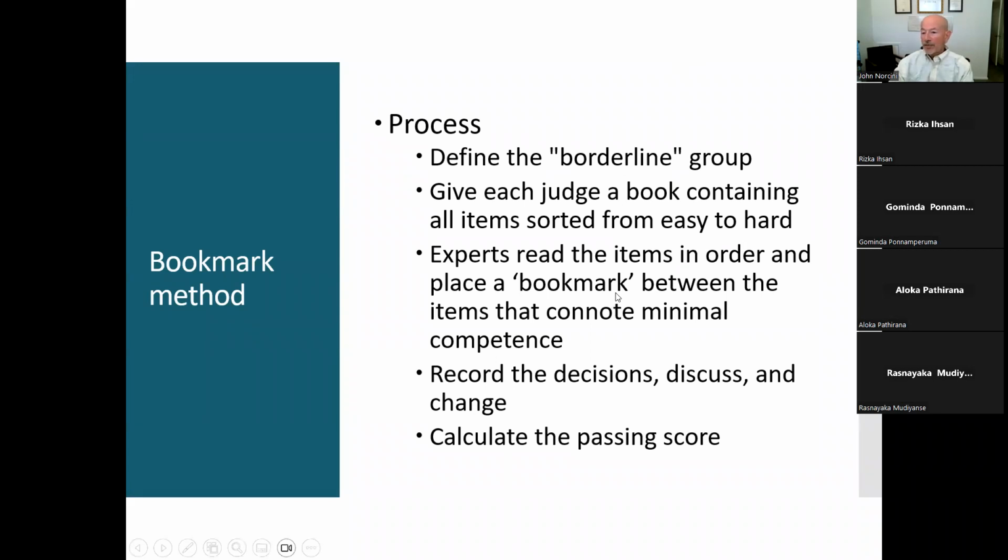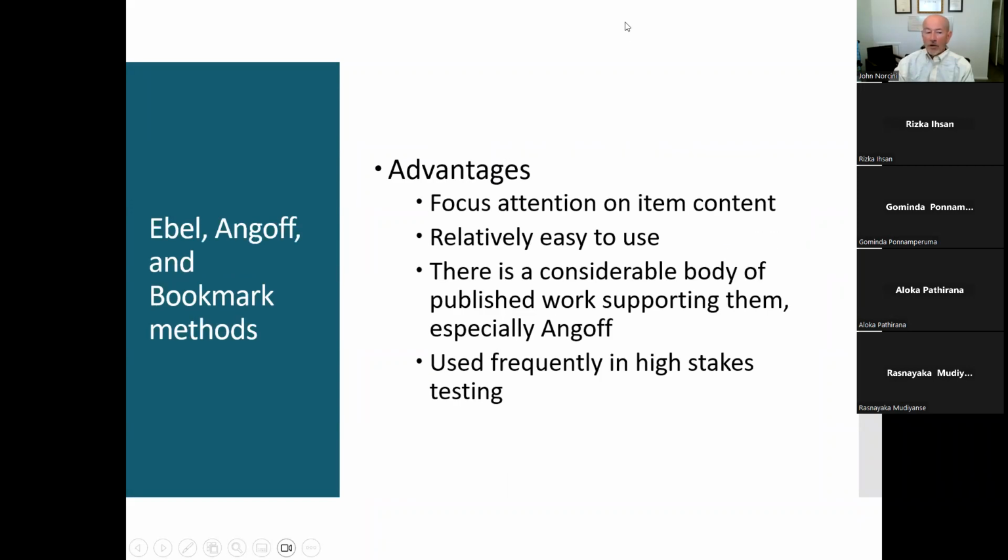Any other questions about this? All right, so let's summarize this class of methods. These are methods where judgments are made about the items. So that's Angoff, Ebel, and bookmark.